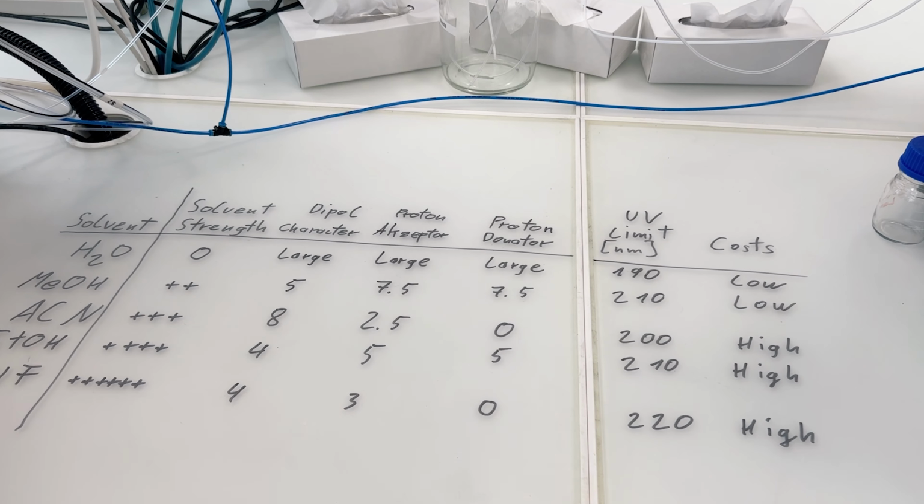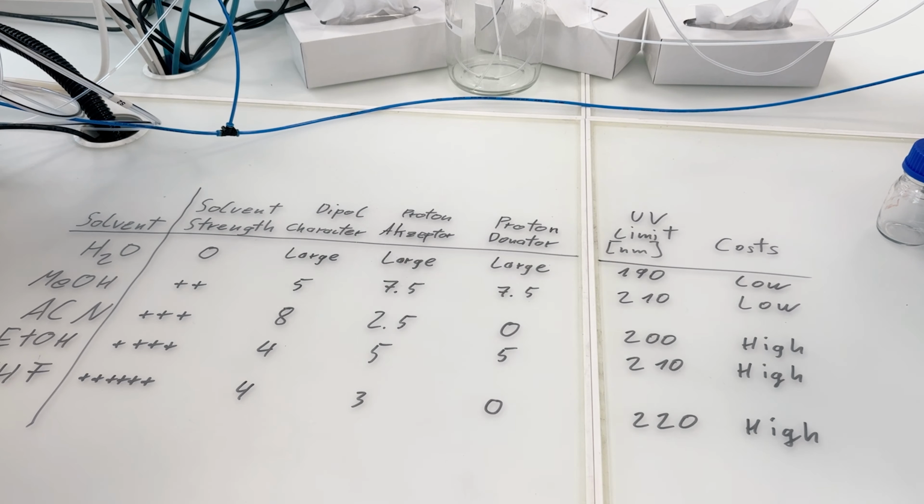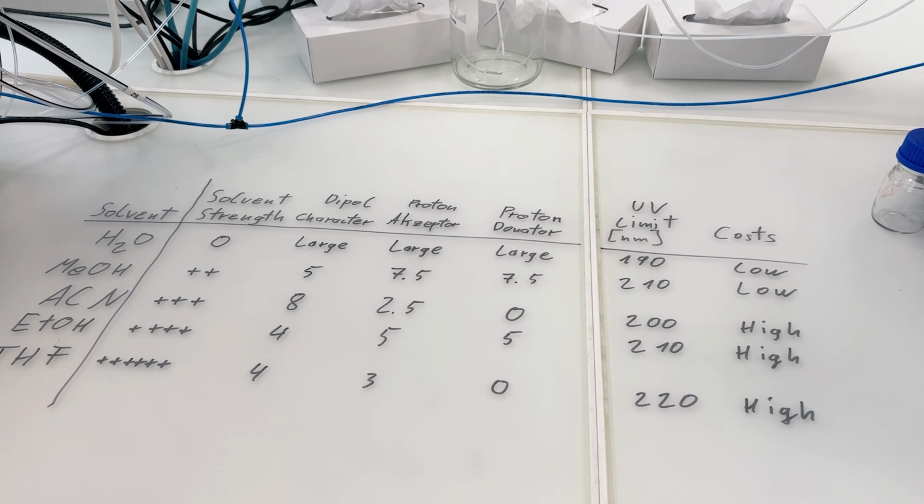Another point is the costs. Water and methanol are really cheap solvents, but as you can see, they are relatively weak solvents. On the other hand, ACN, ethanol, and THF are expensive, but they are strong solvents.